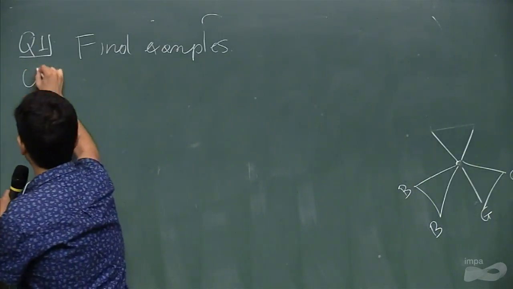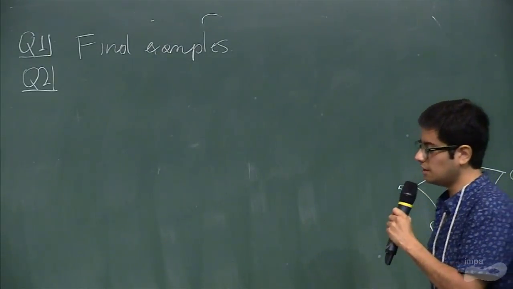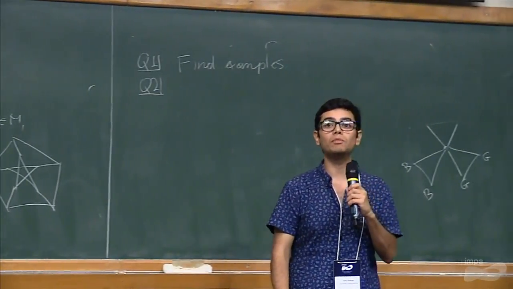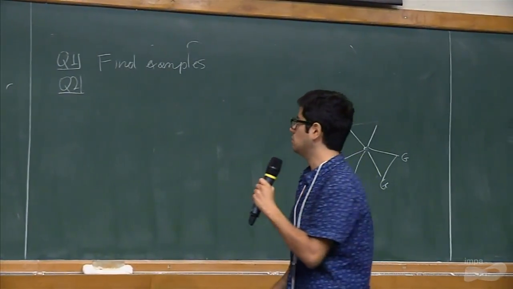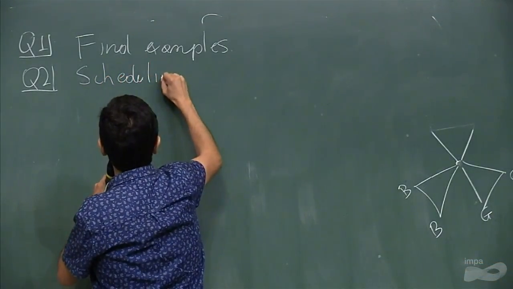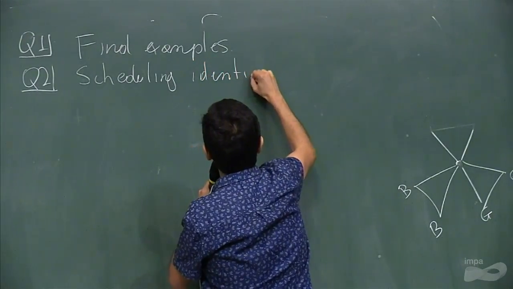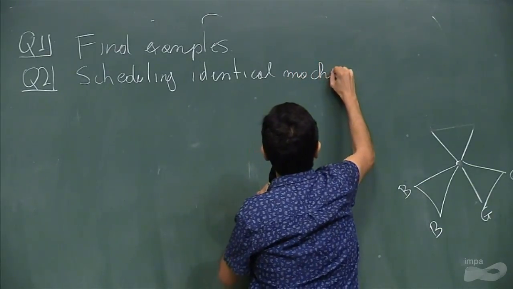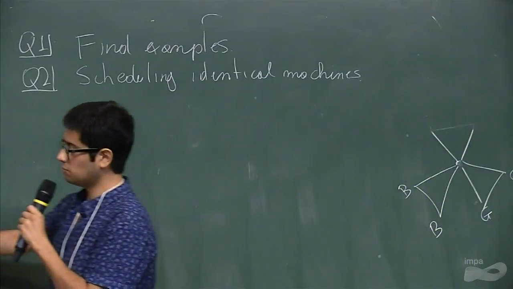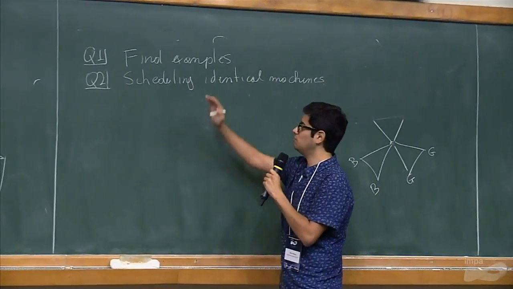But the real question, question 2. This thing has an implication. Finding such an example has an implication in combinatorial optimization. There is another problem, which is the following. Maybe some of you are also familiar: scheduling on identical machines. Let me say it this way: if you find an example of such a graph, then you have a gap instance for this problem, okay?